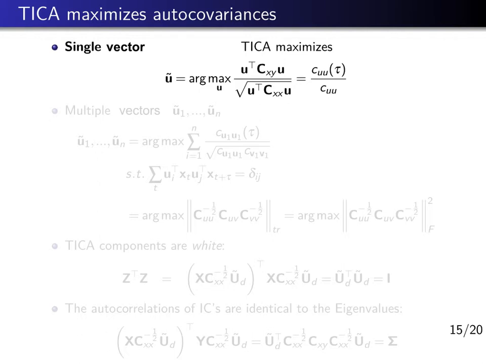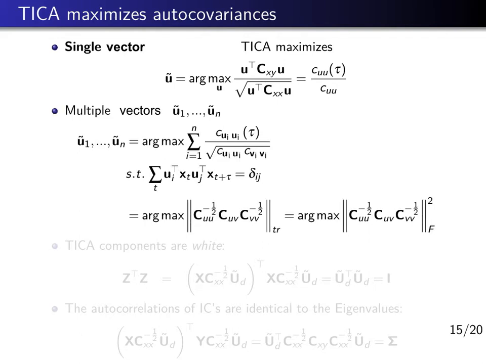But as we have seen before, TICA is also minimizing the prediction error of a linear encoder and decoder matrix. So minimizing the prediction error in time and maximizing the time autocorrelation is the same. We can again generalize this to multiple vectors, so multidimensional latent spaces, and we achieve the same result as before for TCCA, just that we only have u vectors instead of u and v vectors here, so the result is just simpler.